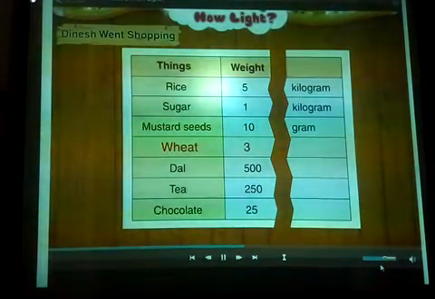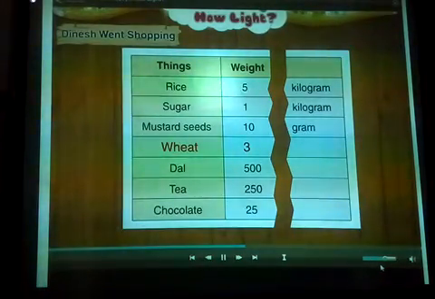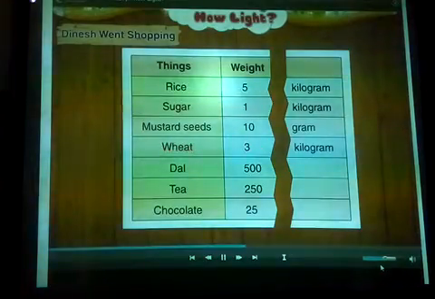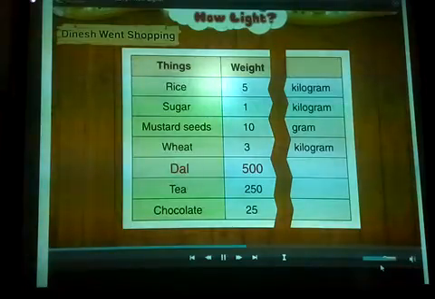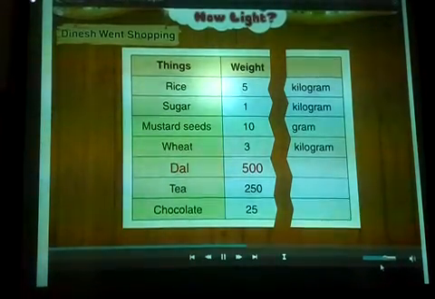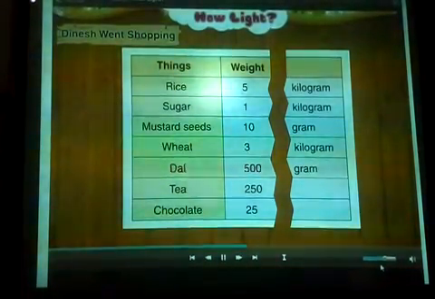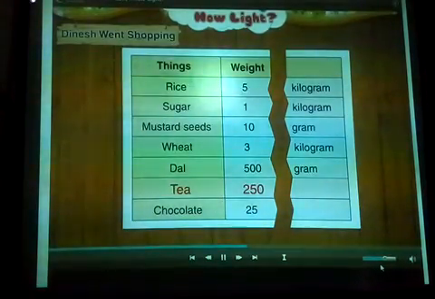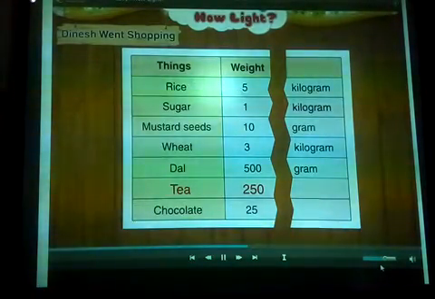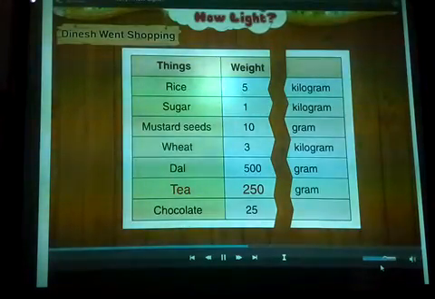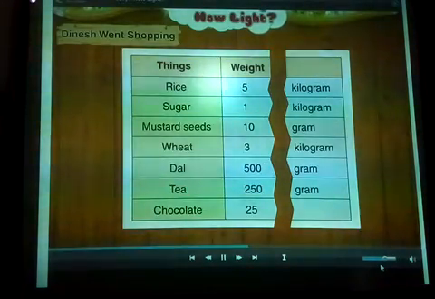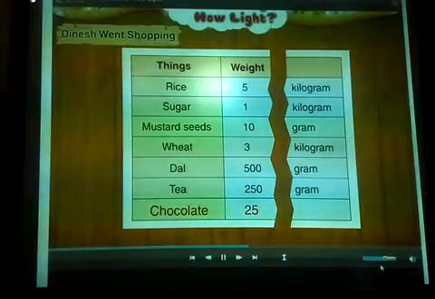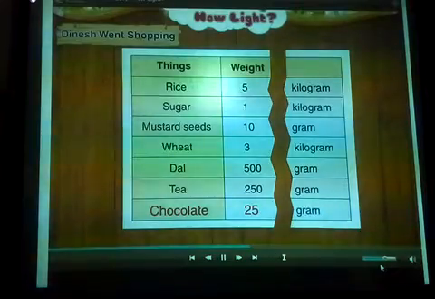The weight of wheat is 3. We buy it in kilogram, so write kilogram next to it. The weight of dal is 500, which we have bought in gram, so write gram next to it. The weight of tea is 250. We buy it in gram, so write gram next to it. The weight of chocolate is 25. We buy it in gram, so write gram next to it.